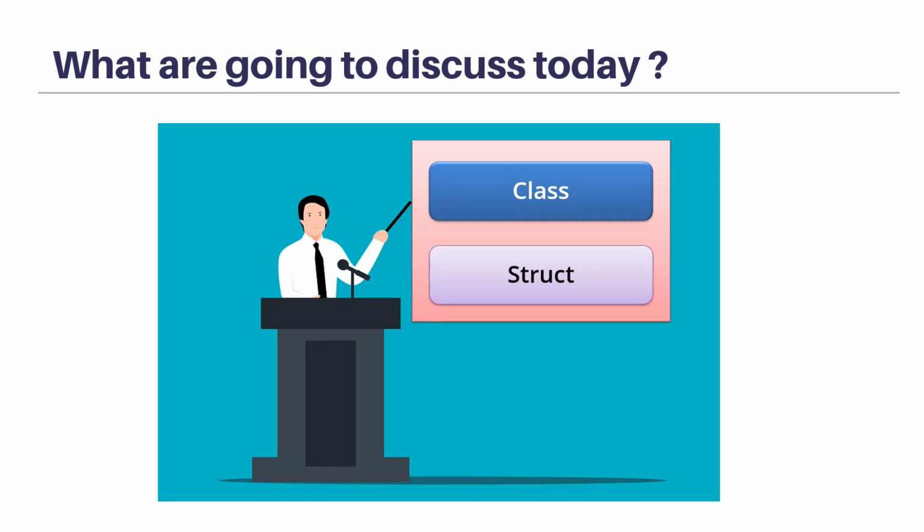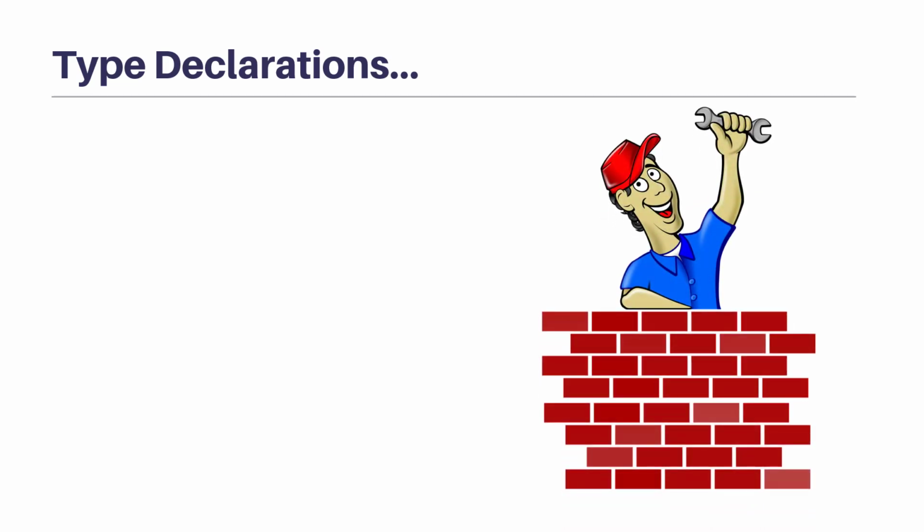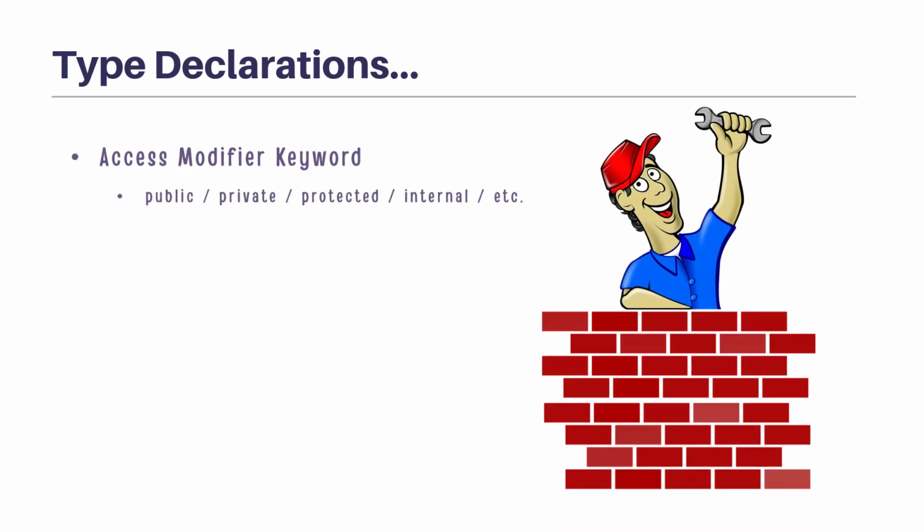Before we move any further, let's have a look at some common building blocks that we need while declaring a new custom type. There are three different things that we need. Access modifier keyword is the first thing. There are various access modifier keywords. Some of them are public, private, protected, and internal. These keywords define who can access the custom types that we are declaring. We will have a separate session for understanding these keywords later in the course.